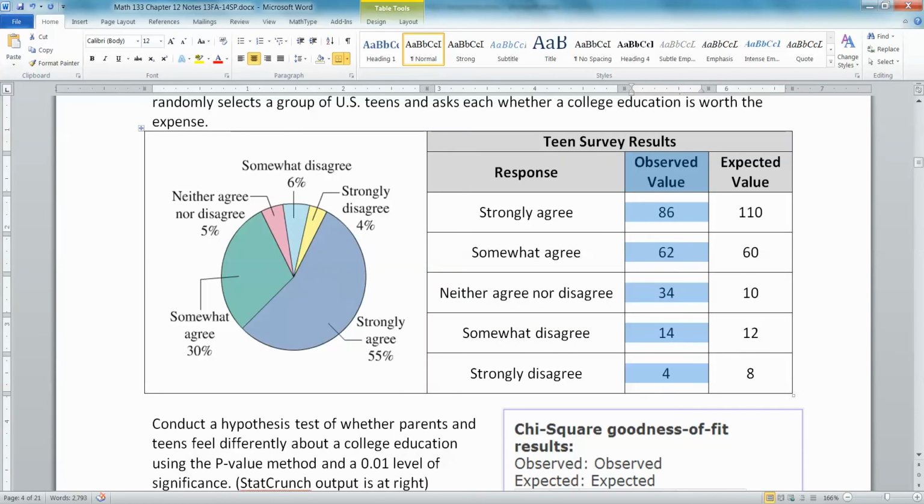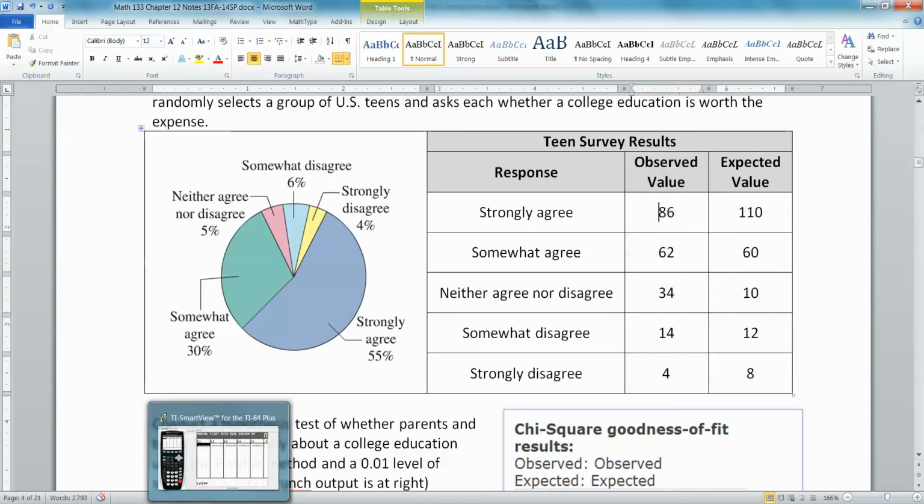Now here's the thing. A TI-83 will not run this test. Only the TI-84s and StatCrunch will do this test for you. So I'm going to show you how to do it with both of them. So let me grab the calculator first.